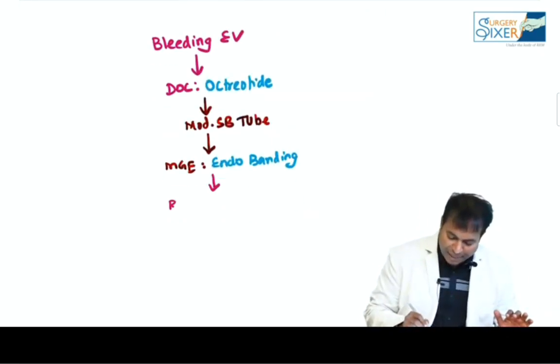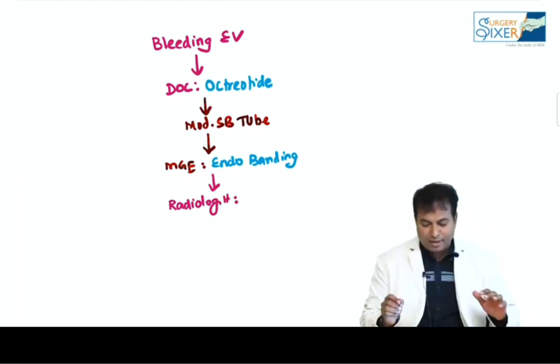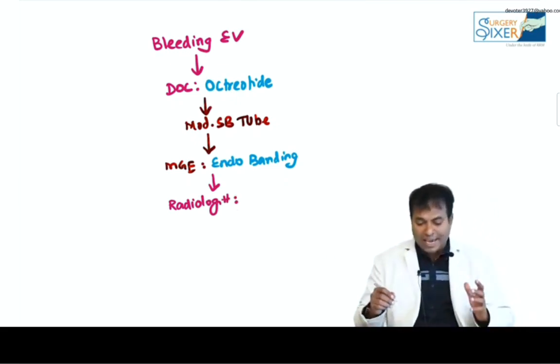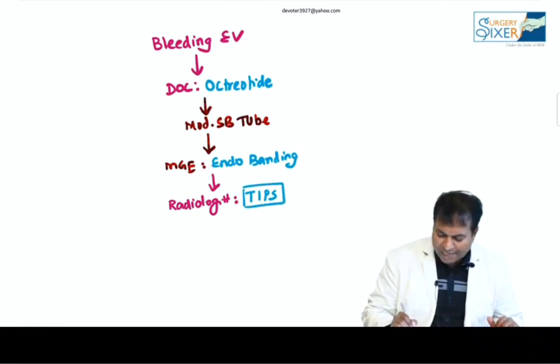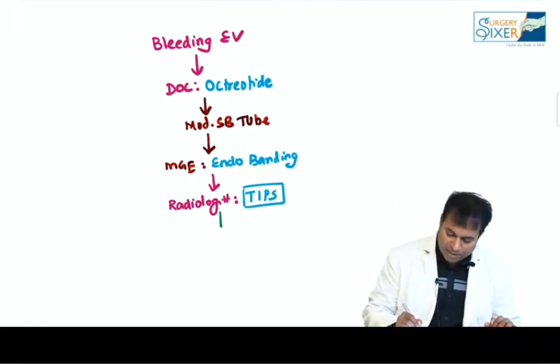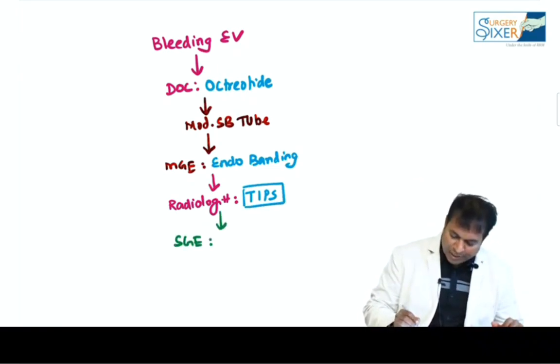Then we call the radiologist, the intervention radiologist. Nowadays, there are more opportunities for intervention radiologists, and those guys will do a TIPS. So please don't forget, the early complication of TIPS is capsular rupture and hemorrhage. If TIPS is not possible or it has failed, we call the surgical gastroenterologist for doing shunt operations.